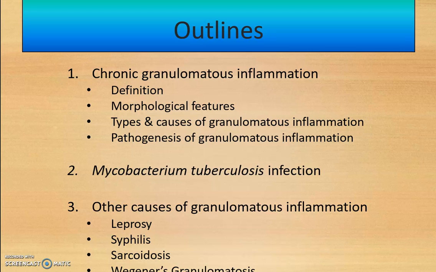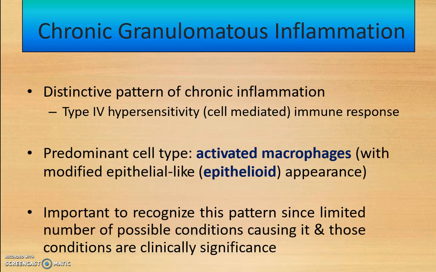Caseating granuloma is also the hallmark of TB, and tuberculosis can manifest in the head and neck as a persistent lump, enlarged lymph node, and ulcer. Then we will touch a bit on other causes of granulomatous inflammations. Besides the other types, we also have leprosy, syphilis, sarcoidosis, and Wegener granulomatosis. Okay, so chronic granulomatous inflammation.